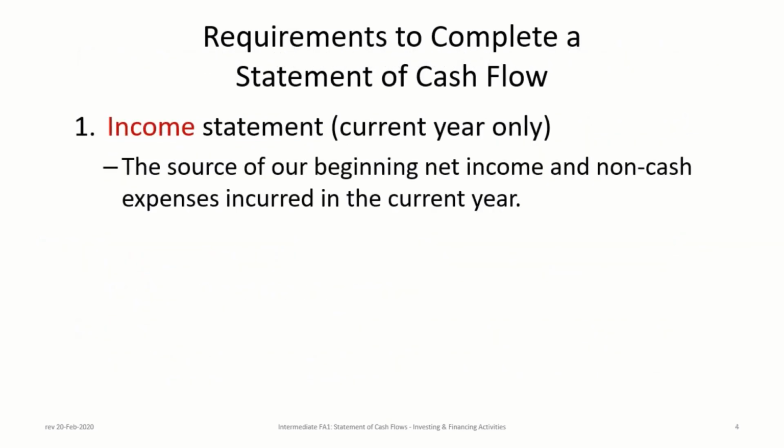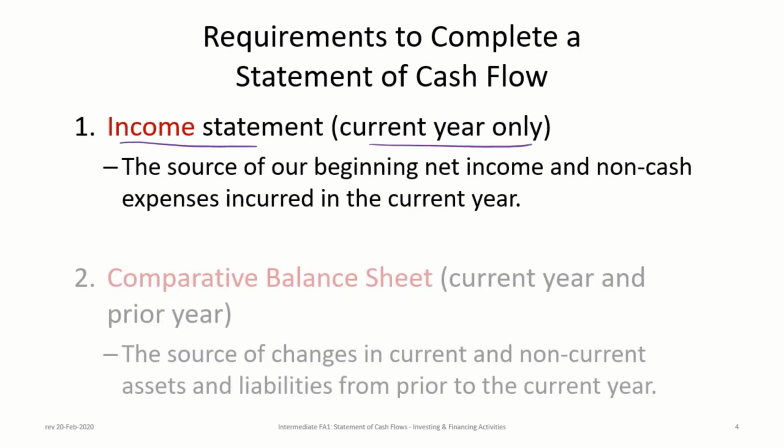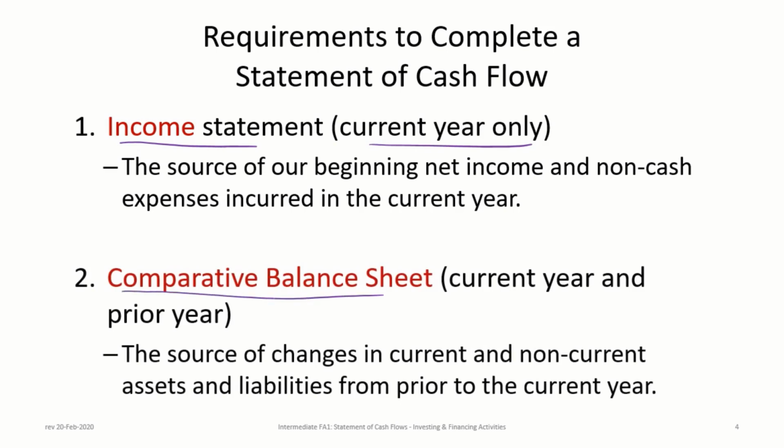And as illustrated in Tutorial 7a, we will need an income statement for the current year in order to construct our statement of cash flows, and a comparative balance sheet, so basically current year and prior year. And again, the source of the changes in current and non-current assets and liabilities comes from the comparative balance sheet.